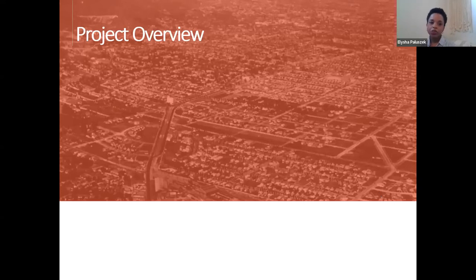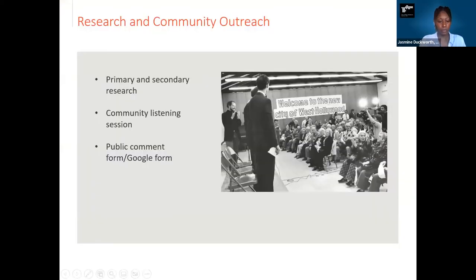All right, so I will continue with a quick overview of the project. Next slide, please. So the major components of the project include research, the completion of the study itself, and community input. The project kicked off in the spring. Currently, we are conducting primary and secondary source research. We also want community input to inform the document. We have created a comment form as a way to provide that input, which we will talk a little bit more about in a little bit.